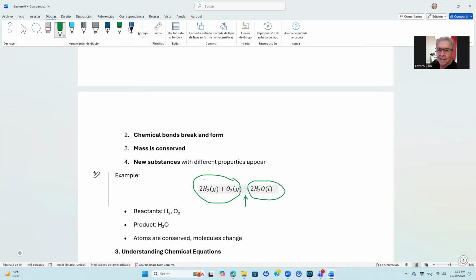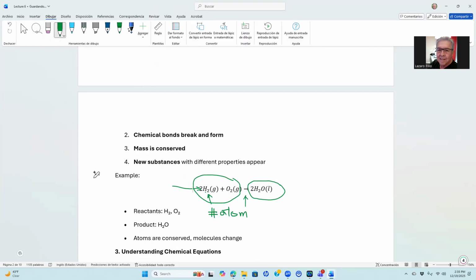As you can see, you have subscripts that indicate the number of atoms. And you're not supposed to change them, never, never, never. And these coefficients indicate the number of molecules or moles of each substance. Those are the ones that you're supposed to manage in order to balance a chemical equation.